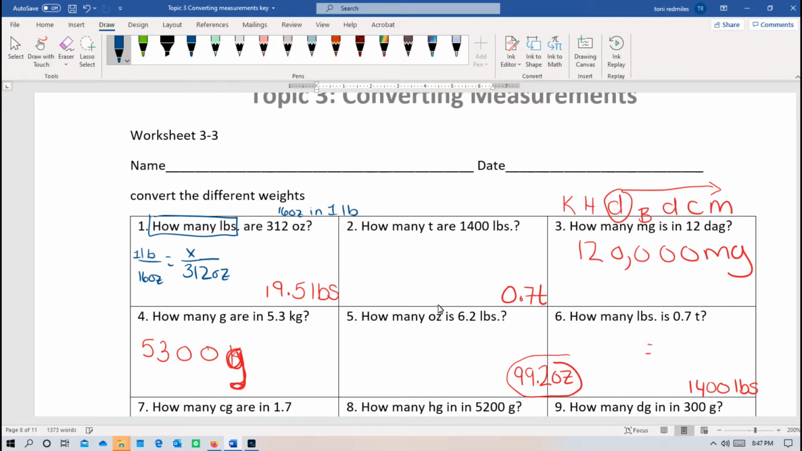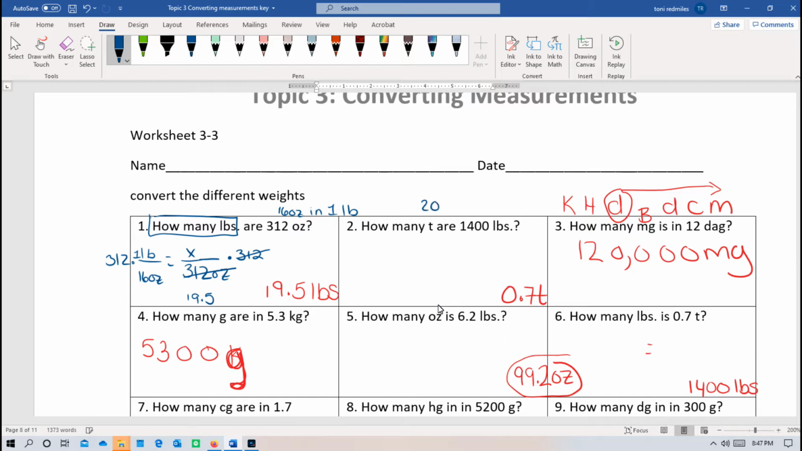This is my comparing two things with my proportion. So now to get x by itself, I need to multiply both sides by 32. All right, so that's going to cancel. And if I divide those two, 16 goes into 312 19.5 times.